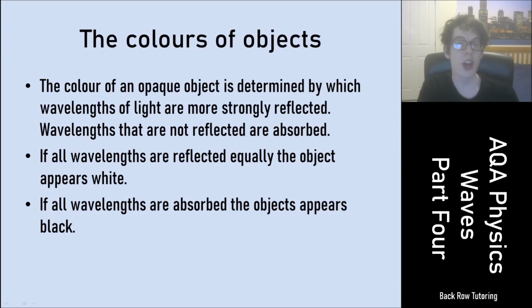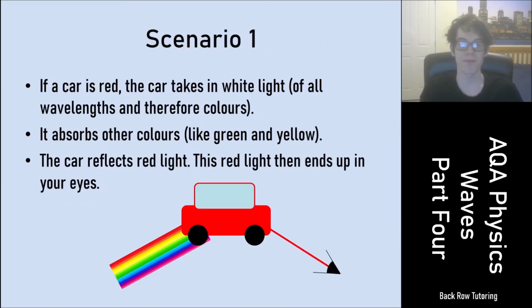The colour of an opaque object is determined by which wavelengths of light are more strongly reflected. Wavelengths that are not reflected are absorbed. If all wavelengths are reflected equally, the object appears white. If all wavelengths are absorbed, the object appears black.